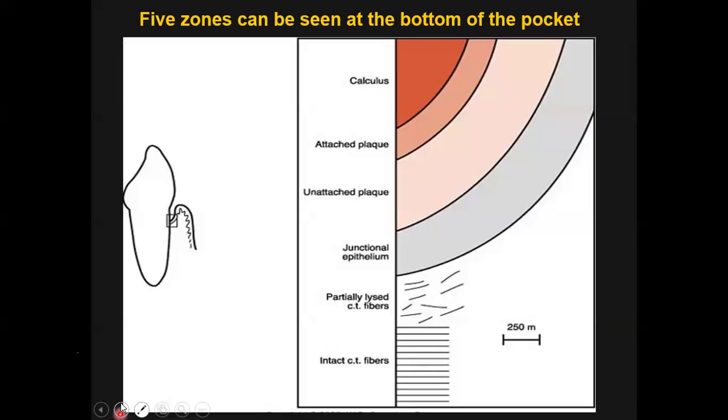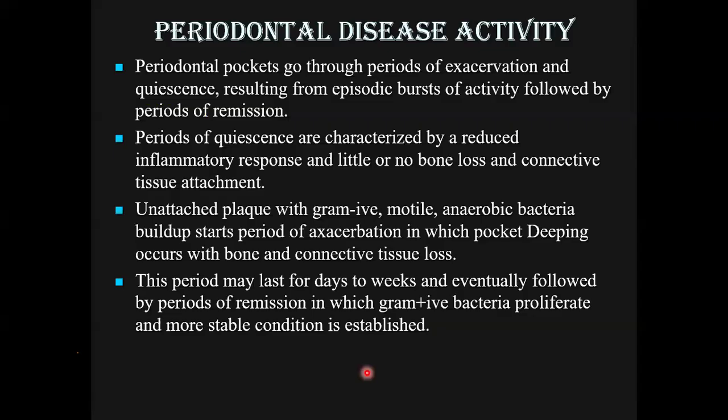These different zones are found at the bottom of the pocket: calculus, attached plaque, unattached plaque, junctional epithelium, partially lysed fibers, and intact connective tissue fibers. Periodontal disease activity is considered as the activity which happens, and according to this, pockets are also classified as active and inactive pockets. So these pockets go through periods of exacerbation and quiescence resulting from episodic bursts of activity followed by periods of remission.